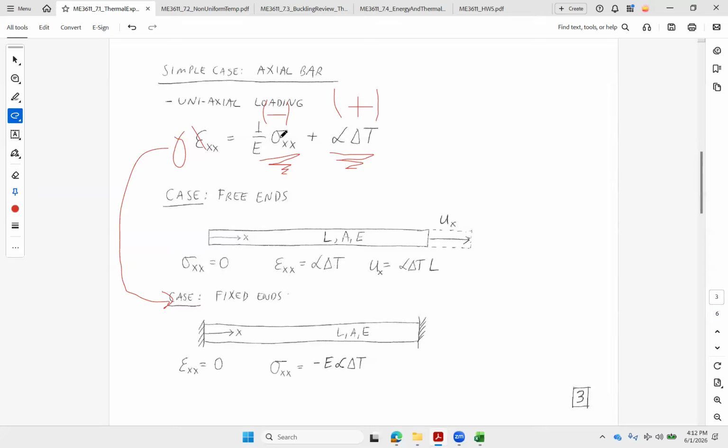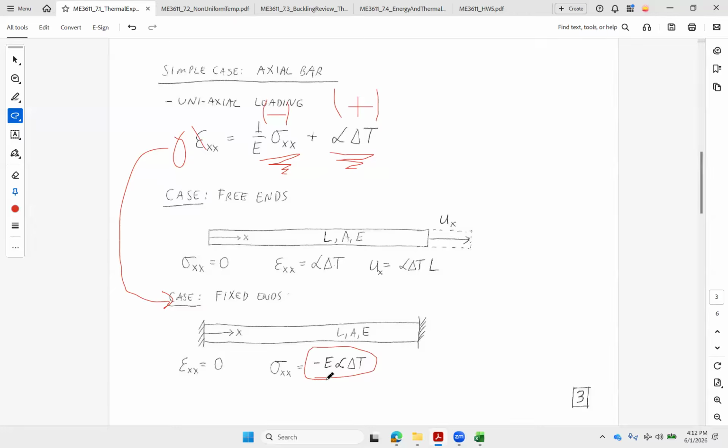So if I solve this for sigma, I can see I've got 0, so I can move this over to the other side and then multiply through by E. I get minus of E times alpha times delta T. We said I was going to have to come out compressive or negative mechanical strain to even out with the positive thermal strain and make the whole thing 0. No change in length.